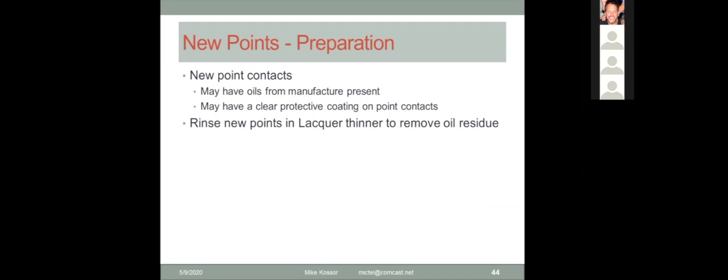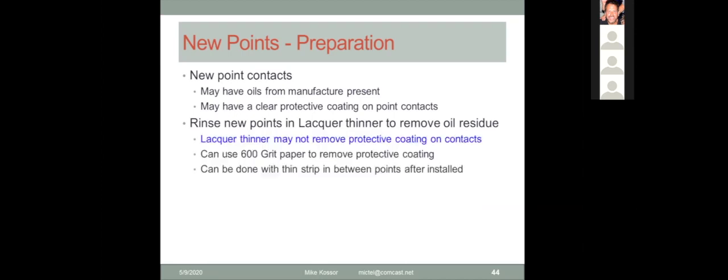You could rinse the new points in a lacquer thinner to remove the oil residue. The lacquer thinner may or may not remove the protective coating on the contacts. So what I use is a very fine sandpaper, maybe 600 grit, to remove the protective coating, just to scuff the surface. If you forget to do that and you have them properly aligned, mounted to your coil, but you go ahead to test them and they're not firing, the points are closed, you probably have that protective coating still on there.